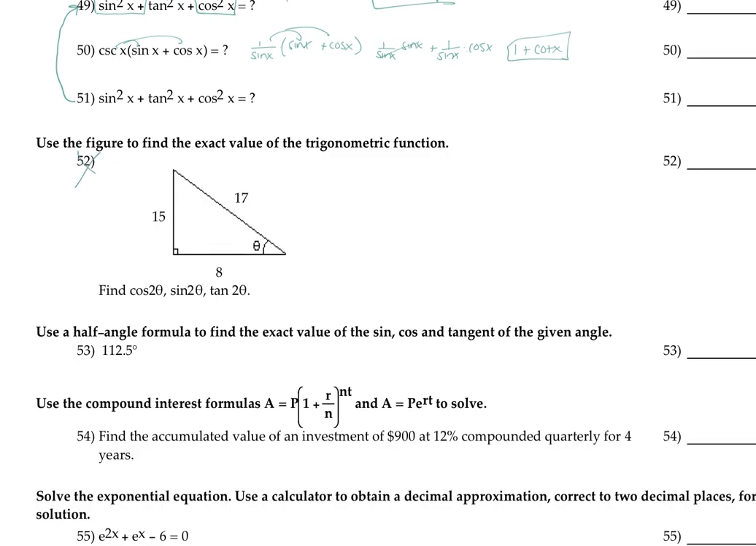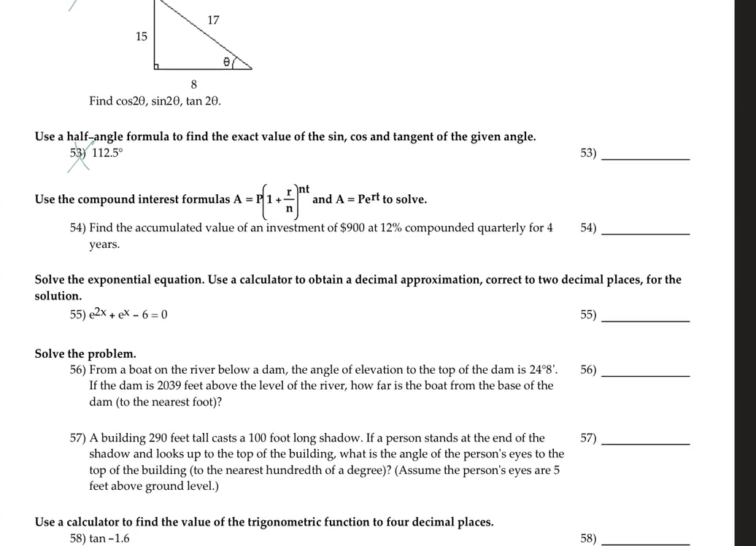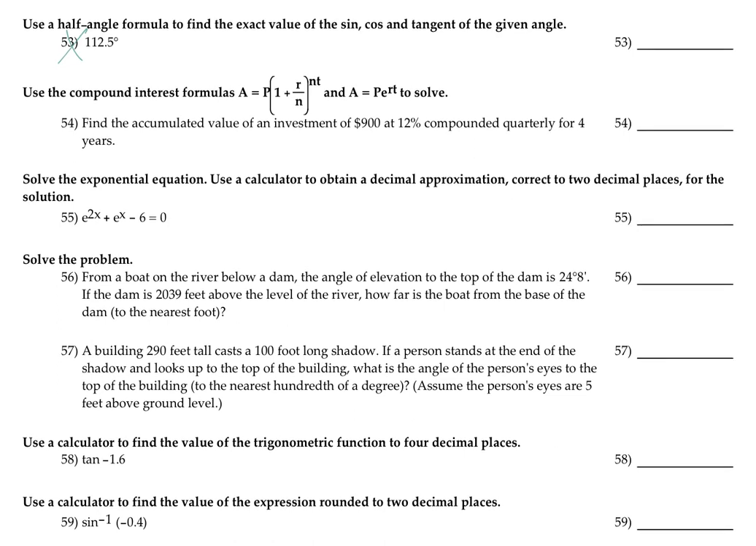All right, we said skip 52 and 53 because those are double half angles. For 54, you're dealing with interest. Because this is compounded quarterly, we're going to use the first one. 900 is P. The rate would be 0.12. And then quarterly is 4 times a year, that's your N. 4 years, that's your T. So it would be 900 times 1 plus 0.12 over the number of times a year, raised to the N times T. And then I can type that whole thing in the calculator.